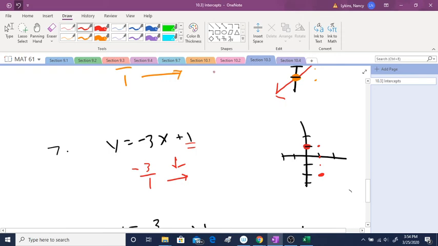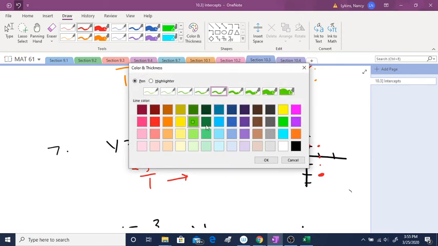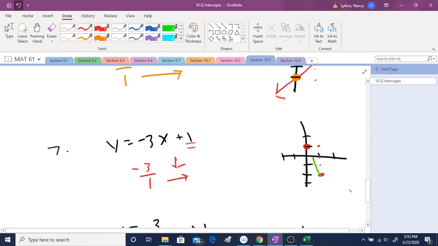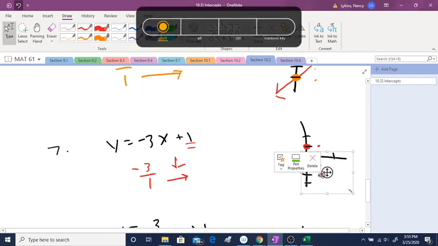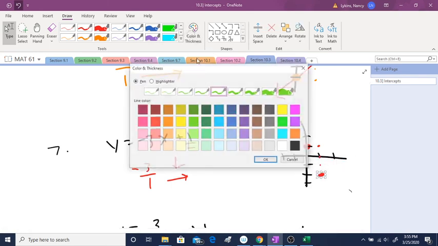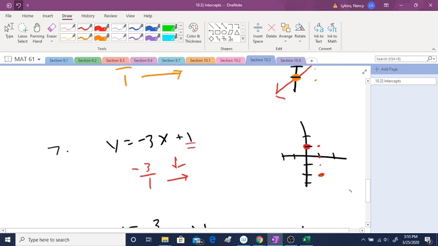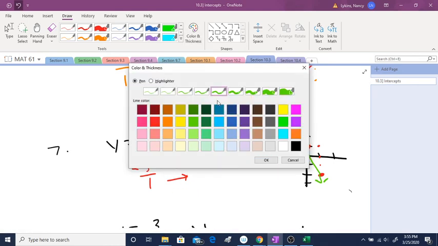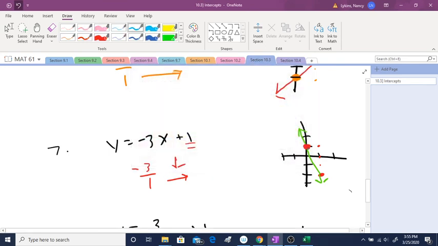Now, one question I always get asked from doing this: does it matter if I go, in this case, over 1 and down 3, or down 3 and over 1? No, it doesn't really matter, because if you can see, if I go down 3 first, I go 1, 2, 3, and then over 1, it's the same points. So it doesn't matter which way you go.